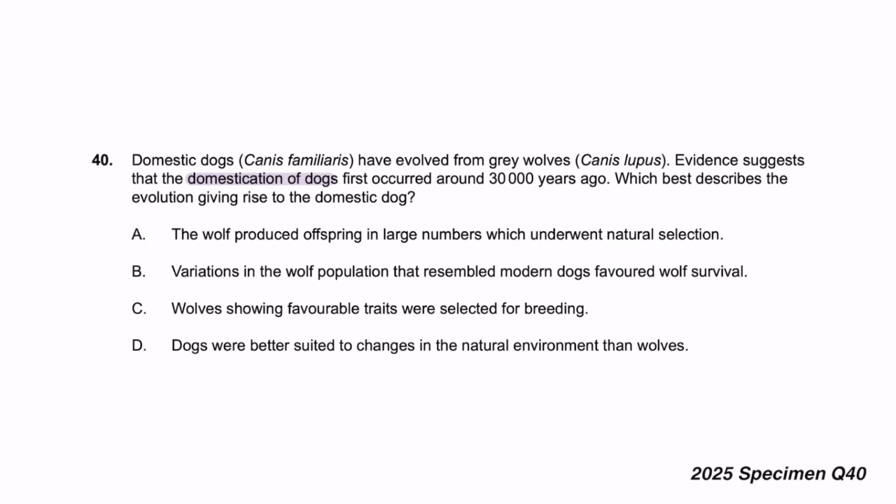Domestication of dogs means the process of changing the dog's traits for human uses. So it involves selective breeding. When wolves have some favorable traits that are useful for humans, they are selected to breed to pass on the traits to next generations.